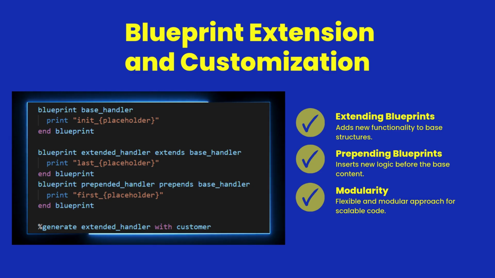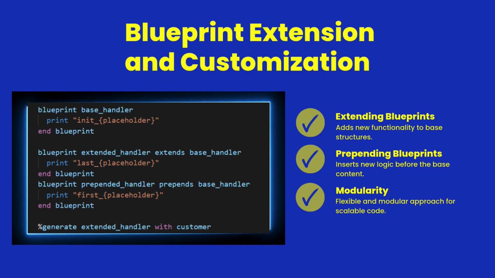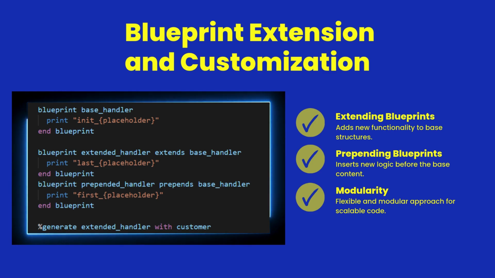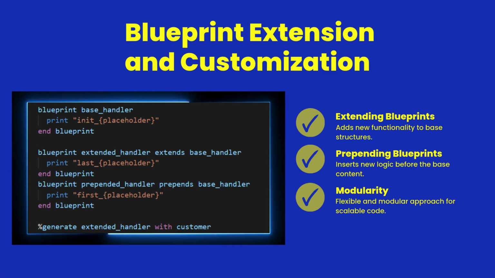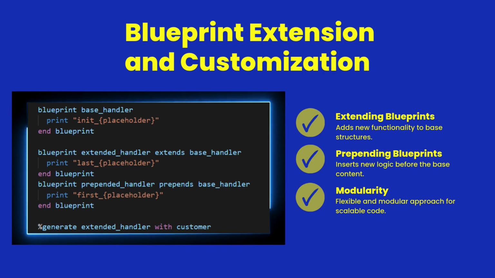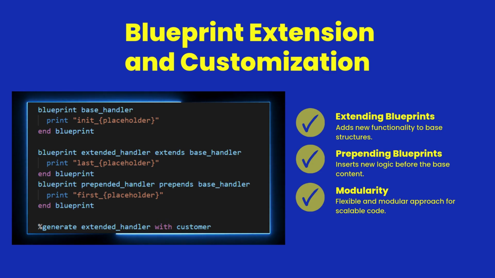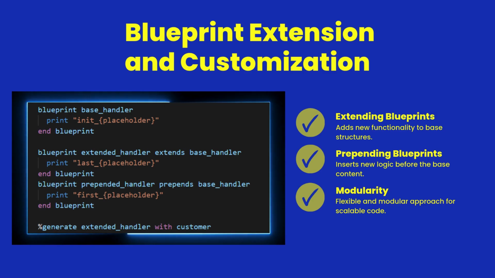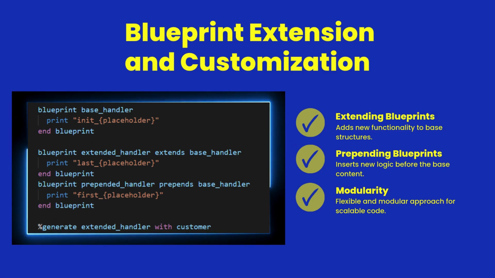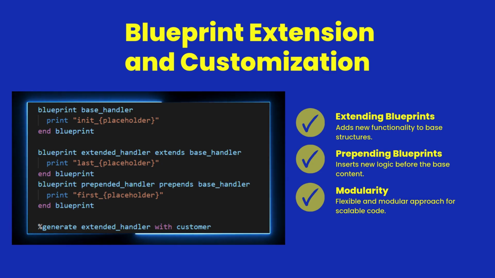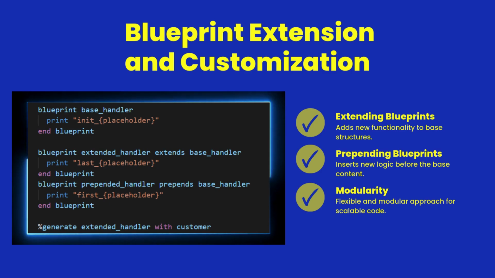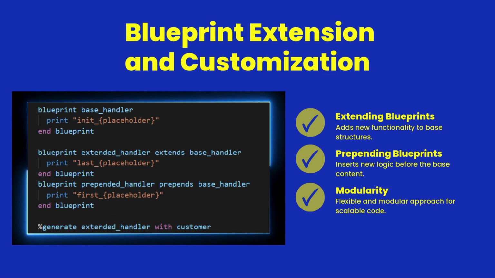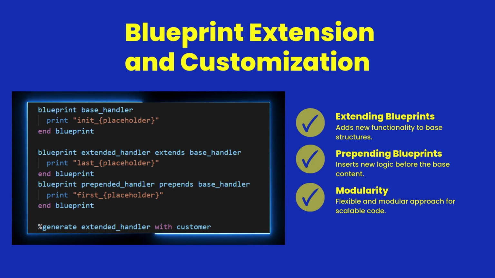When extended handler is generated with the keyword customer, placeholder is replaced by customer, resulting in an output sequence of init customer followed by last customer. Meanwhile, prepended handler uses prepends to add first placeholder before base handler's content, illustrating how prepending inserts content at the beginning, while extending appends it to the end. This modular design, facilitated by Sheerpower's blueprint system, enables flexible, reusable code that can be easily customized for various contexts.